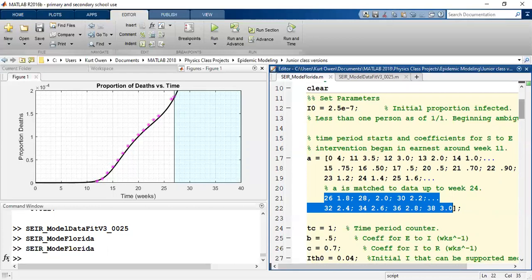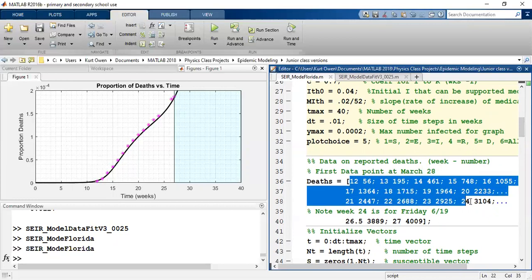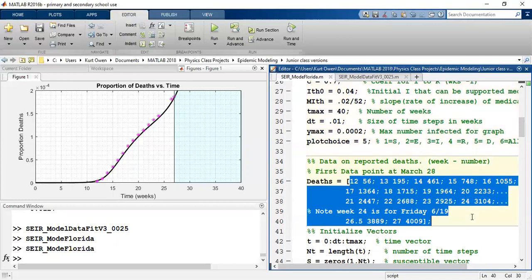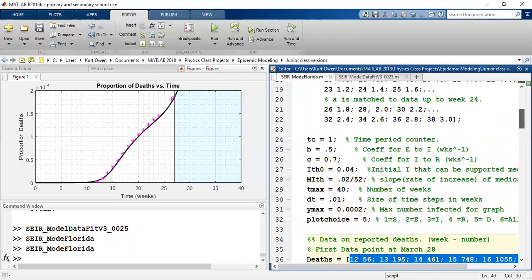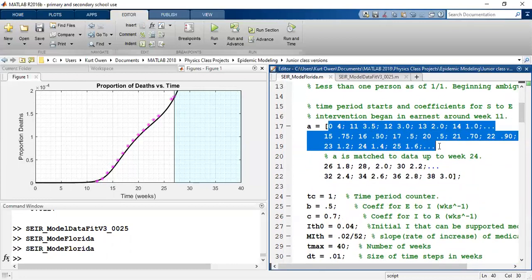Okay, let me just reiterate: if you're going to model a new state, you have to replace the data for deaths, because right now the code has the deaths for New Jersey, which would not be applicable at all. And then you have to go back and change the A values to match the data. If you use the New Jersey A values, your black line will be way above where the data is.